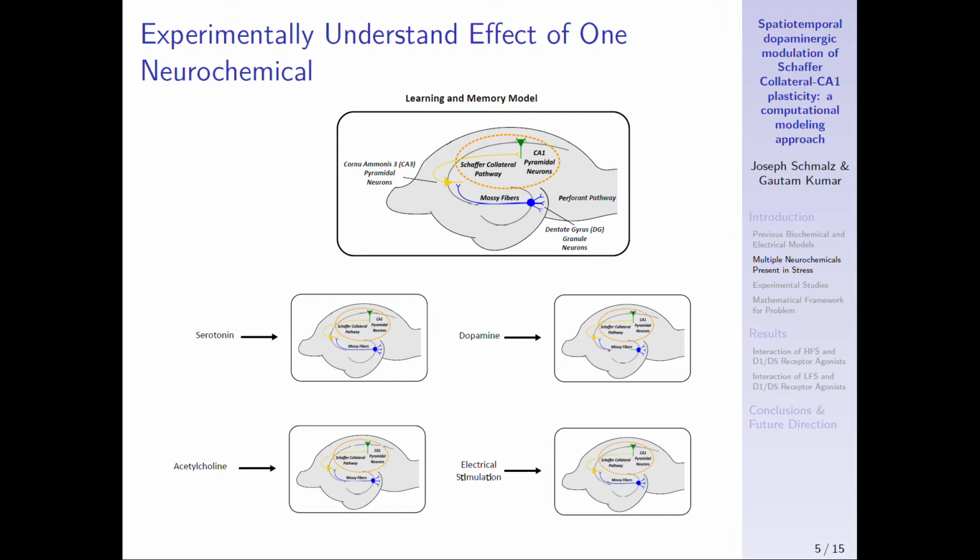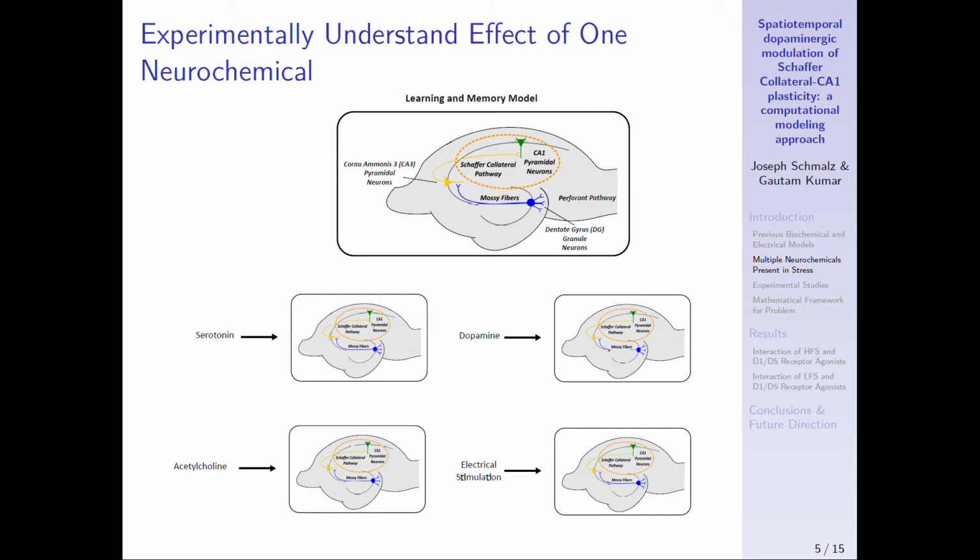Historically, changes in the strength of the Schaffer Collateral-CA1 pyramidal synapse, highlighted here in the hippocampus, have been used as a model for studying learning and memory. Many studies have been conducted on the effect of each one of these neurochemicals and also on the electrical stimulation at different frequencies of the Schaffer collateral axon on synaptic plasticity at the Schaffer Collateral-CA1 pyramidal synapse.